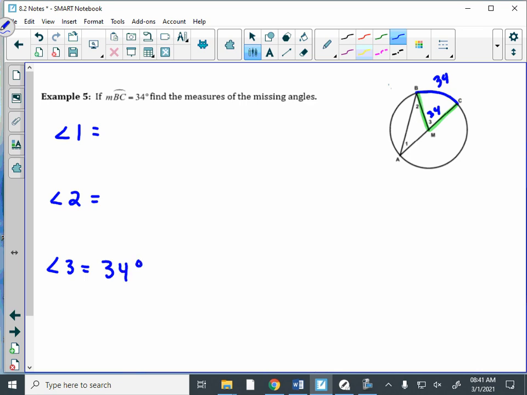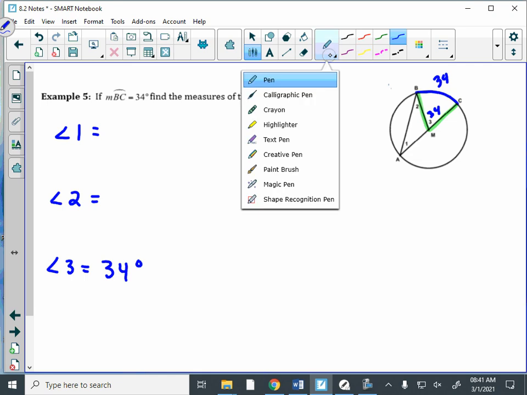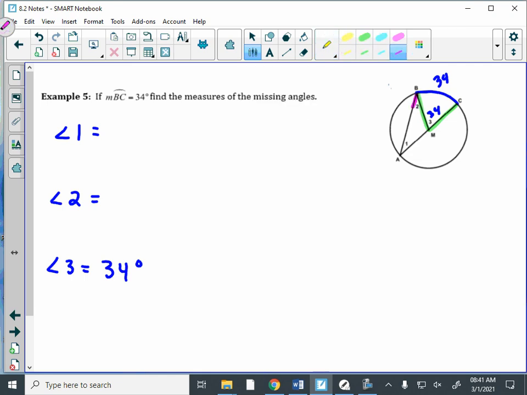What's another one we can find pretty easily? Angle 1. What type of angle is angle 1? Inscribed. It's on the edge. Well, to find the angle, what do we have to do with the arc? Divide. Big to little, divide. So we're going to do 34 divided by 2, and we get what? 17. Angle 1 is 17 degrees.